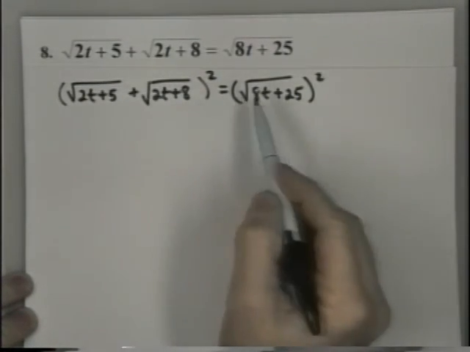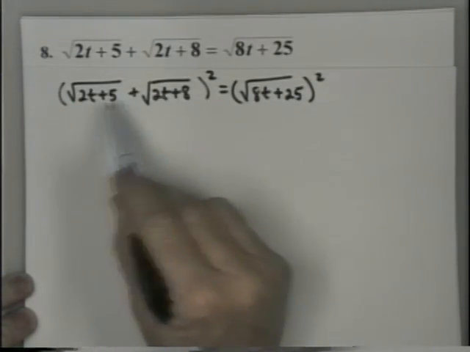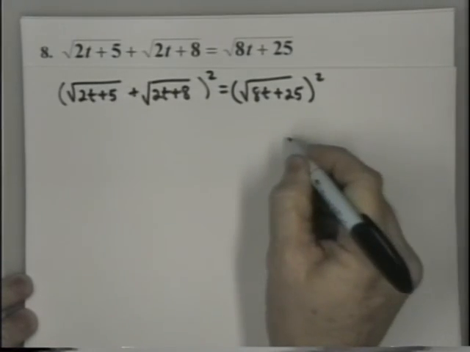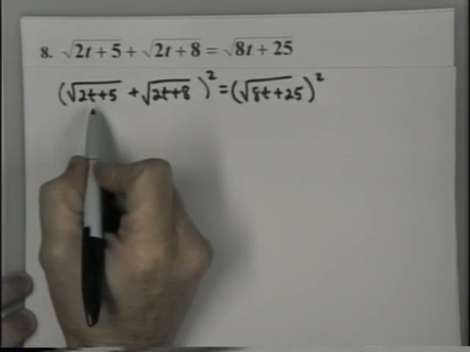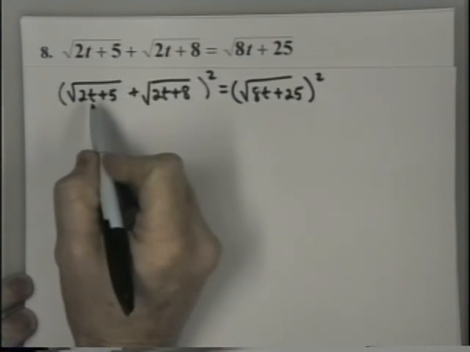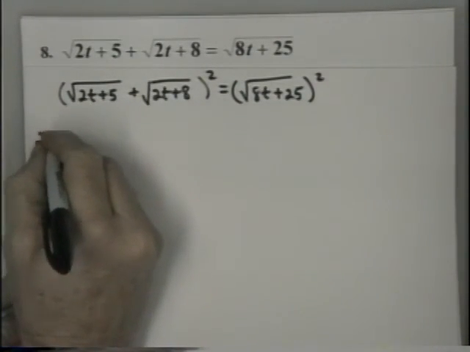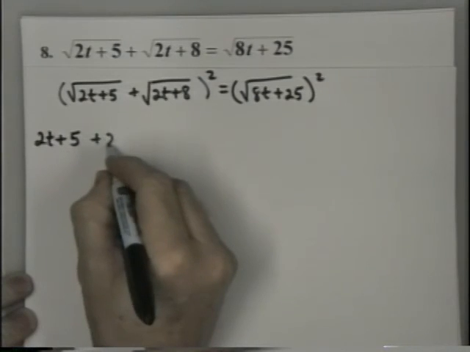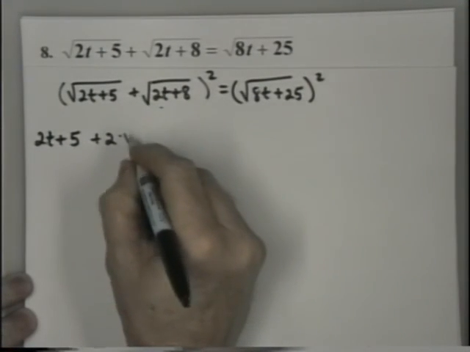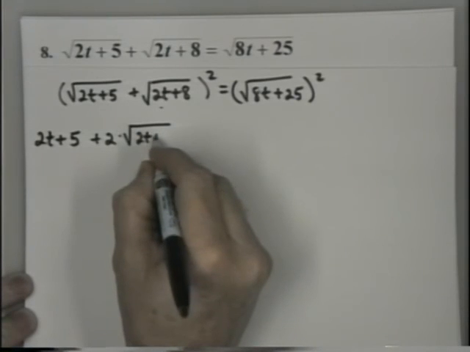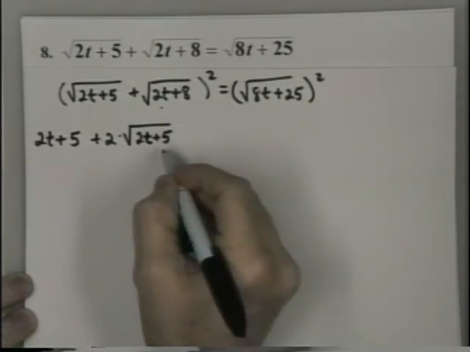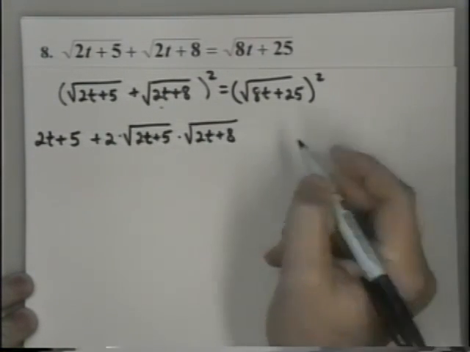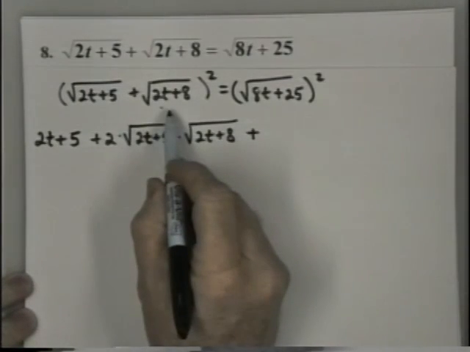And now we've got to square this sum, which happens to be, again, the same pattern, it just happens to have 2 radicals in it. So we can still use that same pattern. We square the first one. Well, you're squaring a square root radical, so you get just what's underneath the radical, 2t plus 5, plus twice the product of the 2, which just happens to be radicals. So that's 2t plus 5 times the radical 2t plus 8, plus the square of the second one.